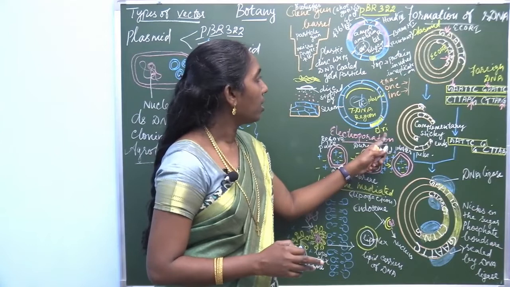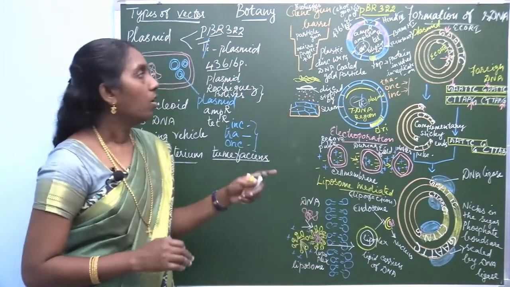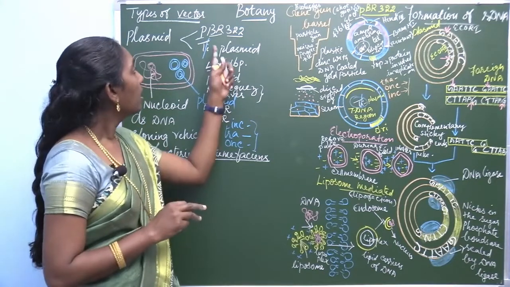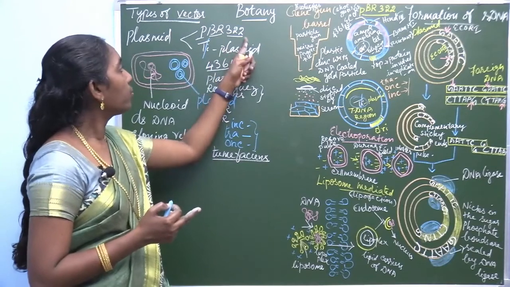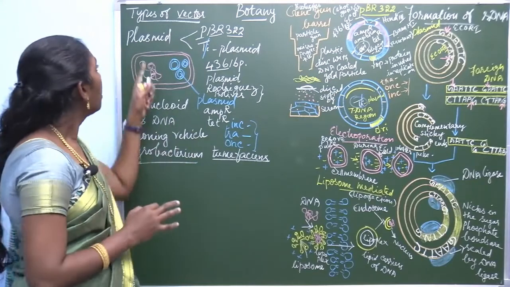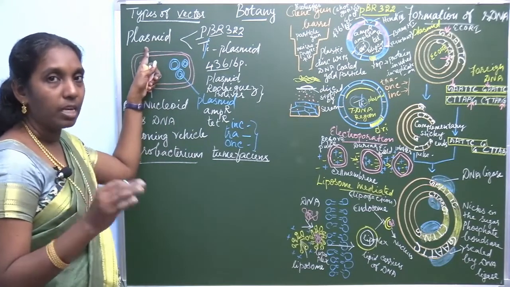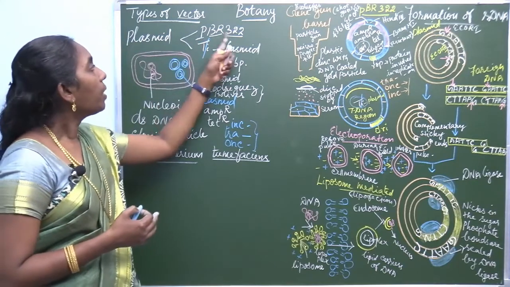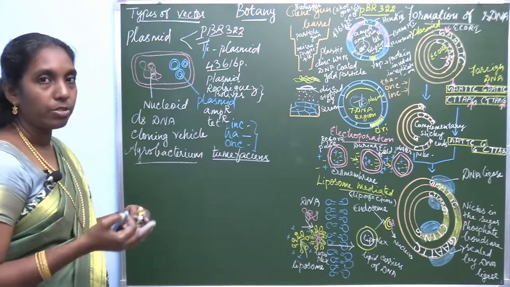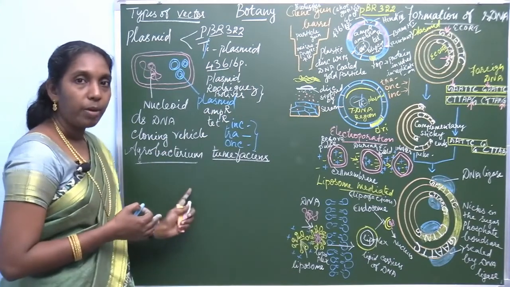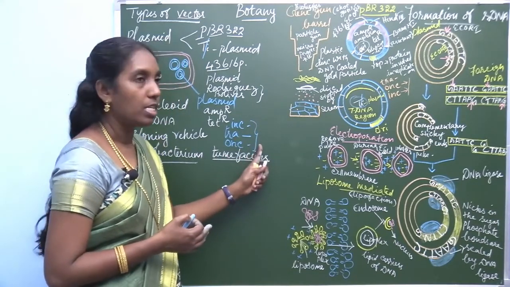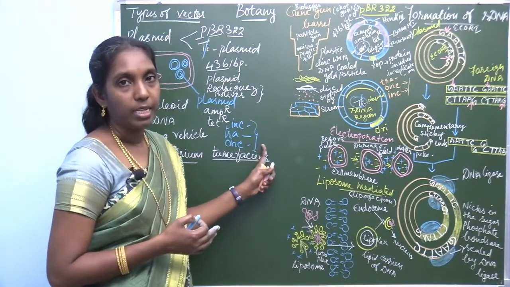This is the ORI region, the origin of replication. So two kinds of plasmids you are going to learn: pBR322 and the TI plasmid. Three paragraphs are given. First you learn about the plasmid, which you already learned in the lower classes. Now pBR322 and the TI plasmid. You may have heard of the TI plasmid, the tumor inducing plasmid. It is present in Agrobacterium tumefaciens, and these are the three different genes present in it.